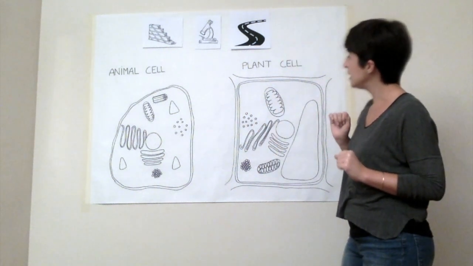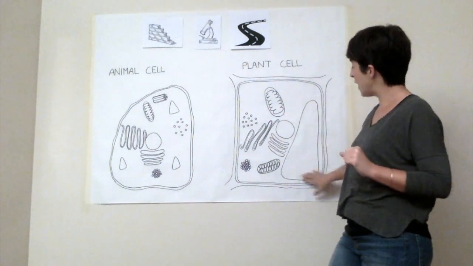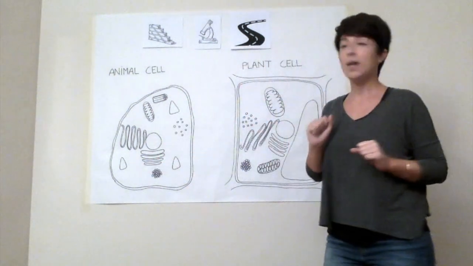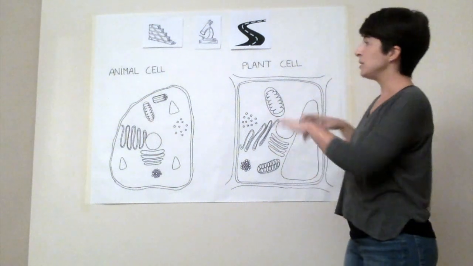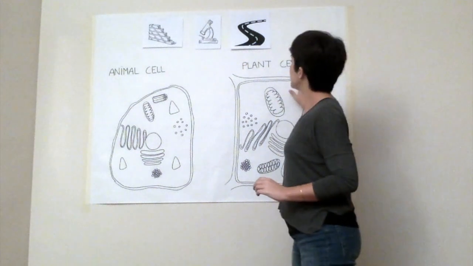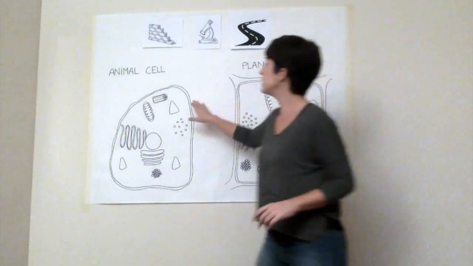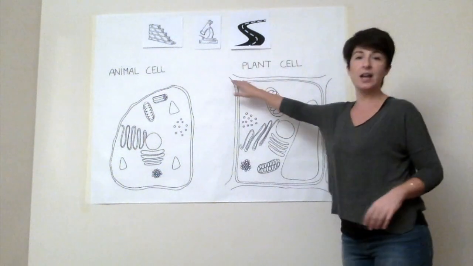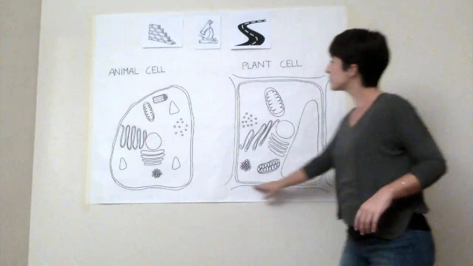And they both have vacuoles that store food. Main differences between animal cells and plant cells are, for example, the shape. Animal cell has an irregular shape and the plant cell has a regular shape.